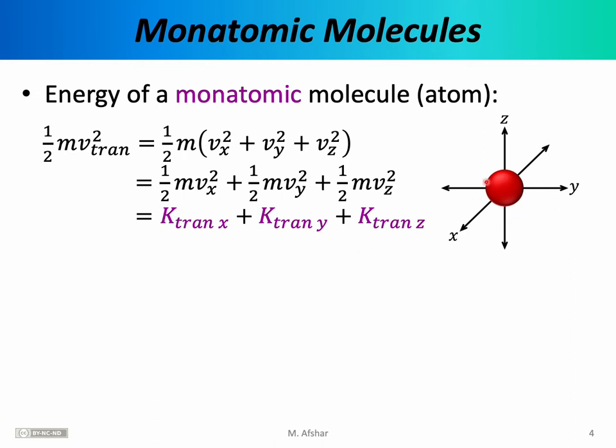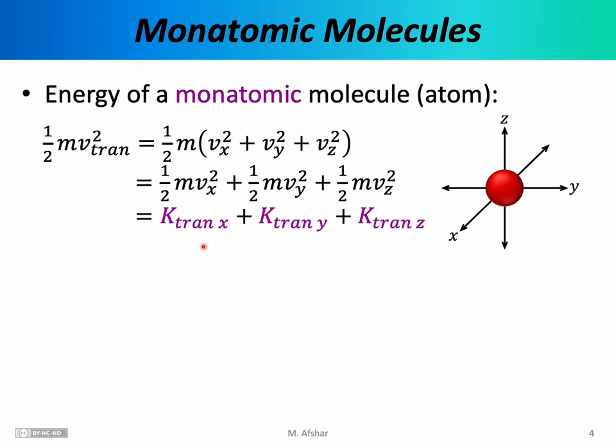So for example, if the monatomic molecule has 10 joules of kinetic energy, I might say that 2 joules are associated with motion in the x direction, 3 joules are associated with motion in the y direction, and let's say 5 joules are associated with motion in the z direction. The implication here is not that kinetic energy is a vector. I'm simply suggesting that the kinetic energy can be separated into three distinct components.